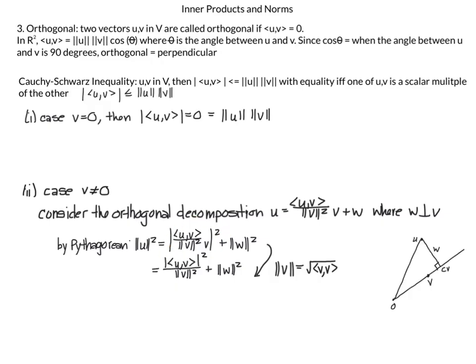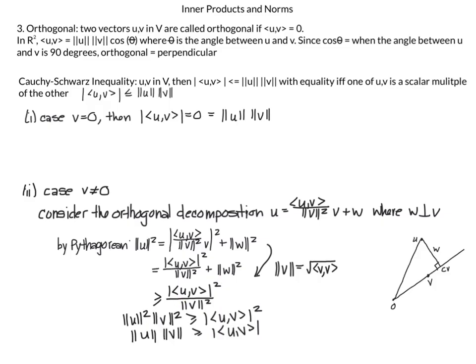So on top, we're going to have the absolute value of the inner product of u and v, and then we have that squared. And since the norm of v is equal to the square root of the inner product of v with v, this norm of v squared will cancel with one of these norm of v squared terms, and we'll be left with the absolute value of the inner product of u and v squared over the norm of v squared, plus the norm of w squared. And since this norm of w squared is always nonnegative, that means this sum here is greater than or equal to just this one term, which is the absolute value of the inner product of u and v squared over the norm of v squared.